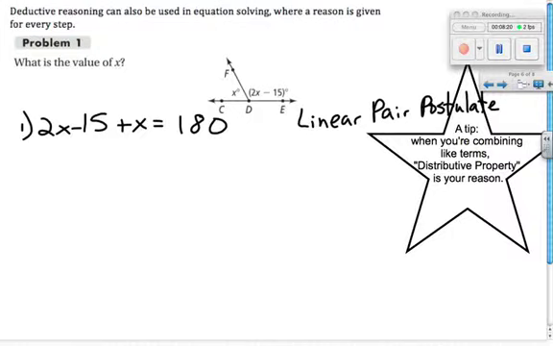If this was just an equation that you were asked to solve, what would you do next? How would you solve this equation? You would combine your like terms. So my second statement is 3x minus 15 equals 180. As I said previously, we need to have a reason for every step that we take. I've already told you, anytime you're combining like terms, your reason is distributive property.